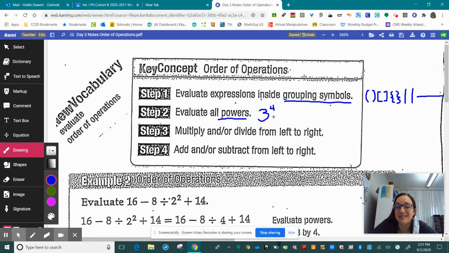Be careful. That's not 12. It's repeated multiplication. That 3 is repeated 4 times. So we have 1, 2, 3, 4. 3s being multiplied together. So we have 3 times 3 is 9, times 3 is 27, times 3 is 81. So watch out for your exponents.